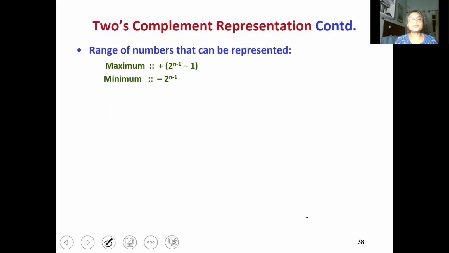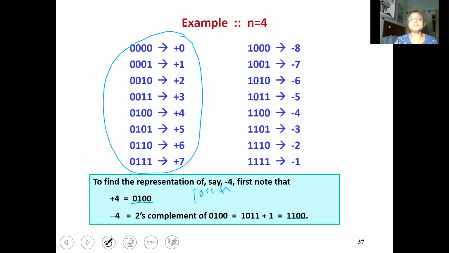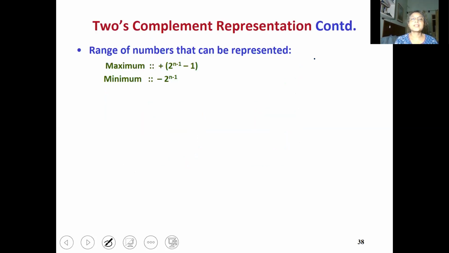If you use a twos complement representation, what you notice is that there is only one representation of 0. There is one more negative number than positive numbers. And the maximum positive number is plus 2 to the power n minus 1, minus 1, and the smallest number is minus 2 to the power n minus 1.